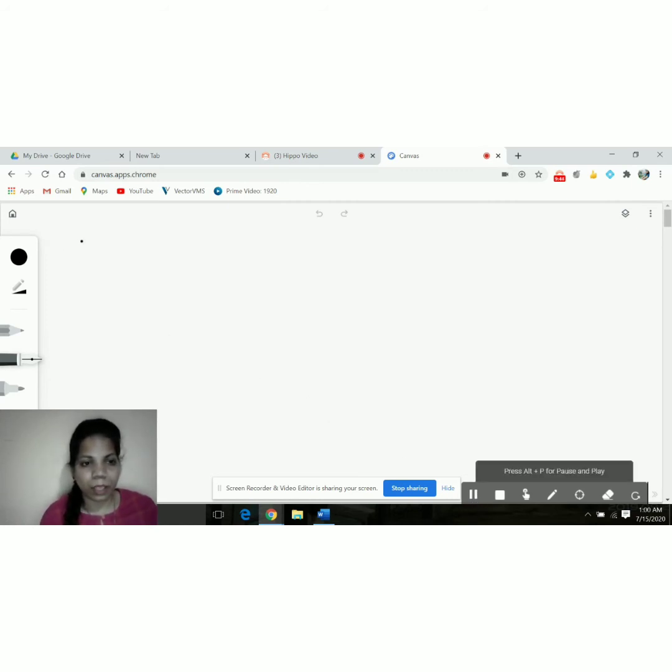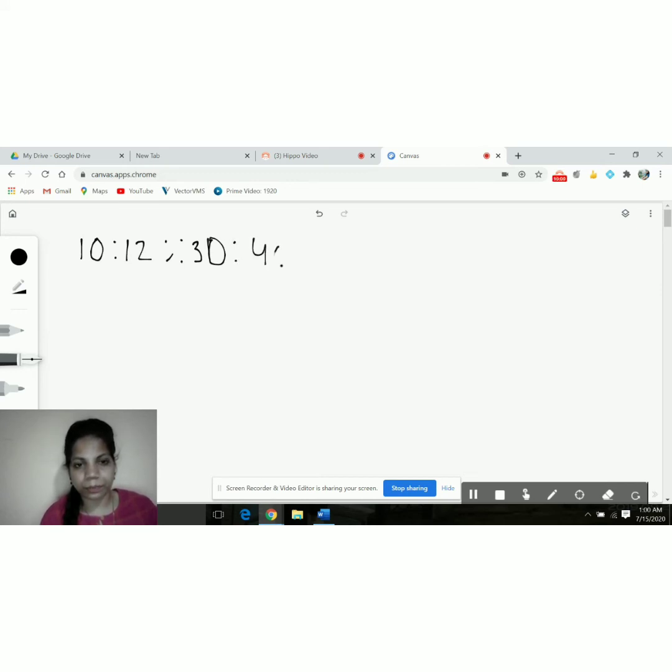I'm taking 10 is to 12 is proportion to 30 is to 40. I have taken an example. So now we know that in a proportion, product of means is equal to product of extremes. Here what are means? 12 and 30.